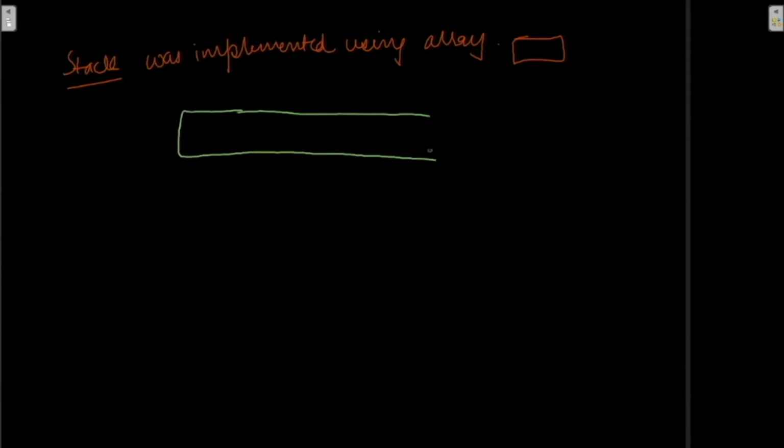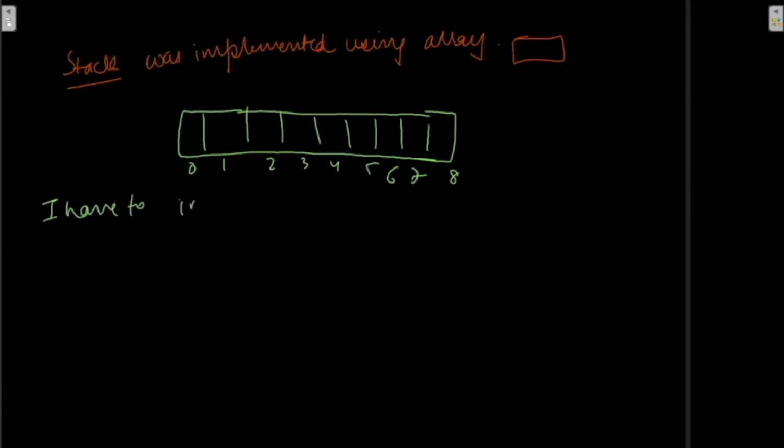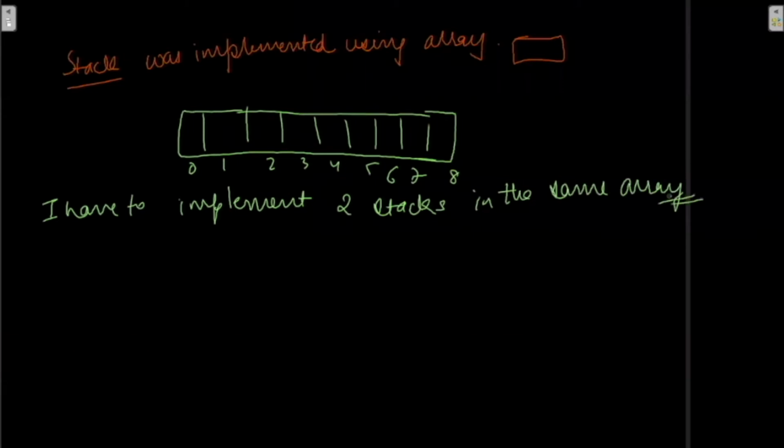This is my only array that I have as a data source layer. Okay, this is the only array with the index 0, 1, 2, 3, 4, 5, 6, 7, 8. Single array है और I have to implement two stacks in the same array. So I have a single array and I have two stacks to be implemented in the same array.